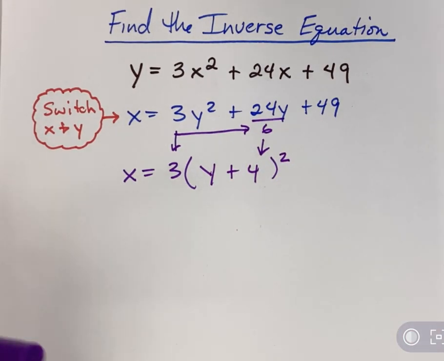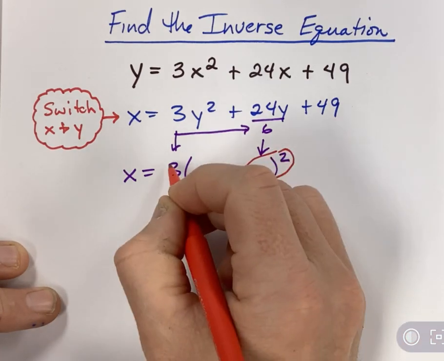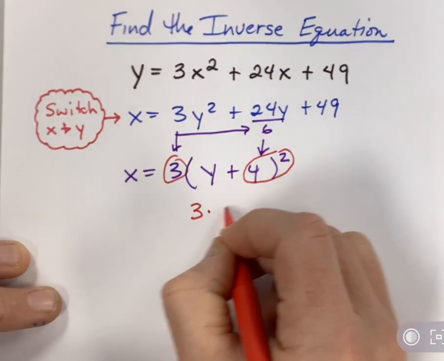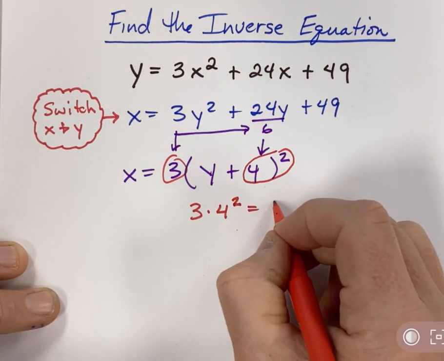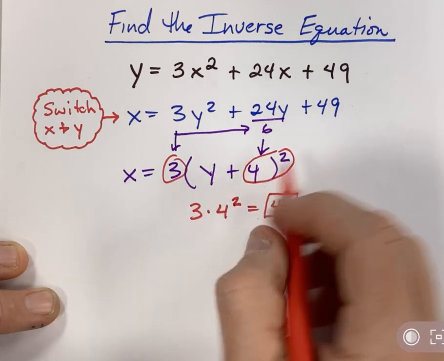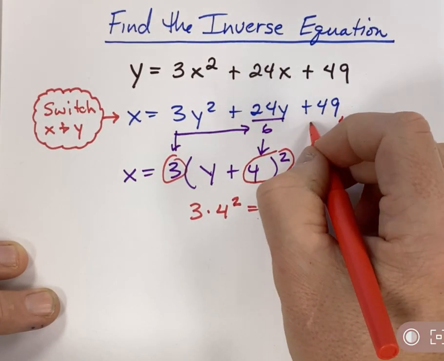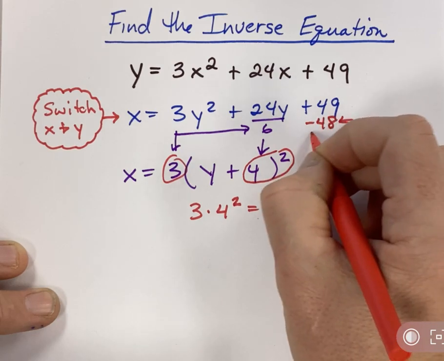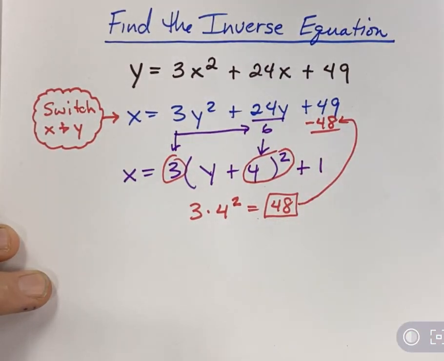Then you have to figure out the unit tiles that balance this out. If you take the 4 squared times the 3 in the front, so 3 times 4 squared, that's 3 times 16, which gives you 48. If that 48 is what you get for unit tiles that you need to complete this square, then you're going to subtract it from the unit tiles that you have. So you're going to subtract 48 from that. When I do that, I end up getting one unit tile left over, like this.